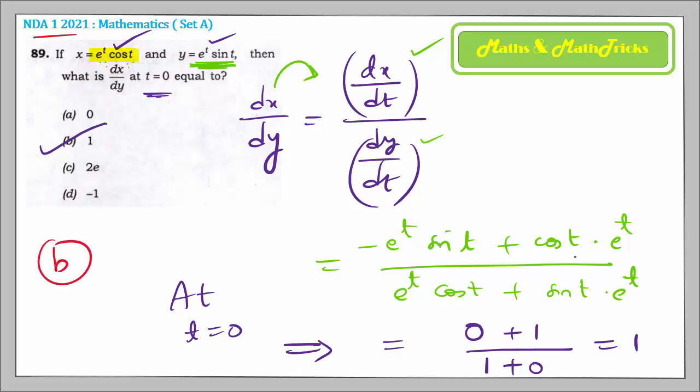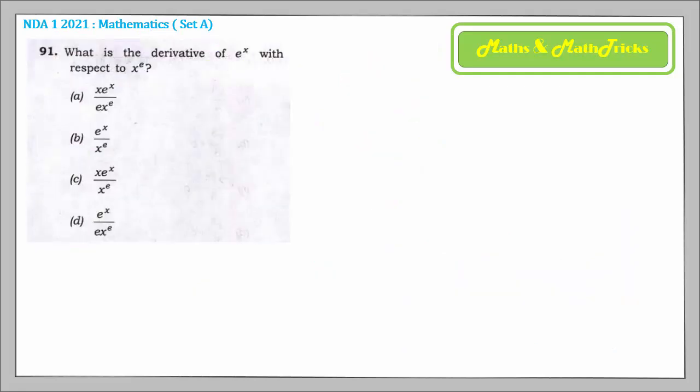All right. And now we have another question from NDA 1. Yes, there were 4 questions, all on derivatives, in set A paper of NDA 1 2021.